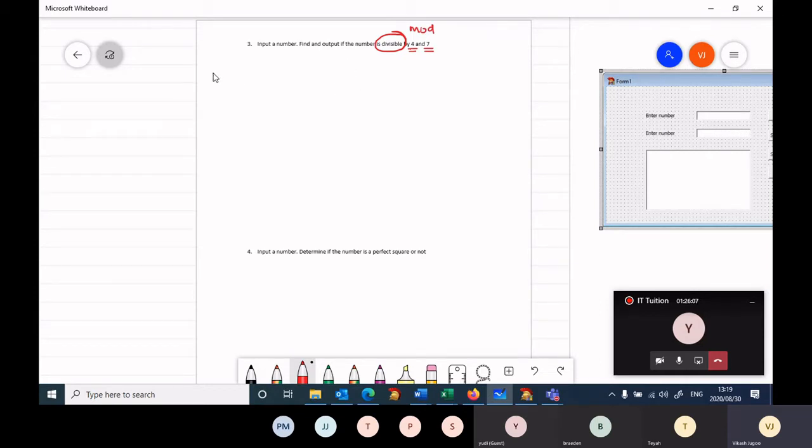So let's get our number, num, which is string to int, and we're going to say edt_num1.text. I've got my number, and now let's check to see if it is divisible by 4. So I'm going to bring in my if statement, and I'm going to say if num mod 4 equals 0.